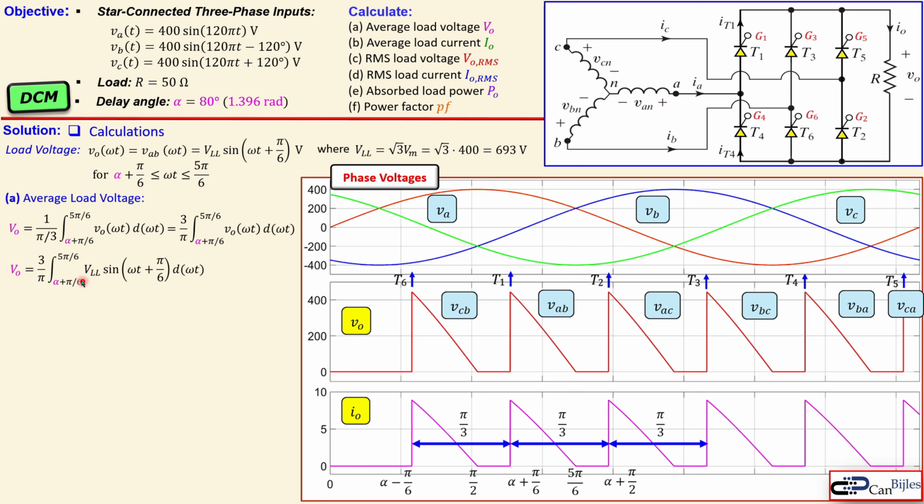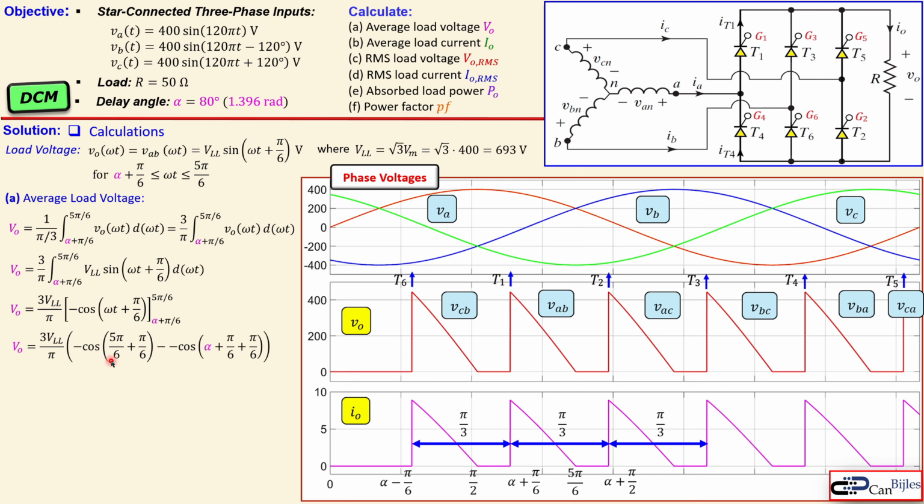So let's evaluate this integral. That's shown here. We already placed this VLL outside the integral because it is not dependent on omega t. When you now integrate sine of omega t plus pi over 6, which gives minus cosine of the same argument, you need to substitute the lower and the upper limit. That's also shown here. In detail, first we substitute for omega t, 5 pi over 6, and then the next one will be alpha plus pi over 6.